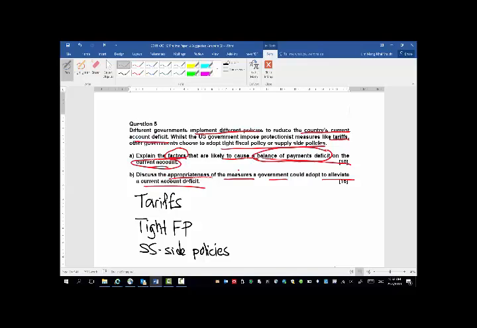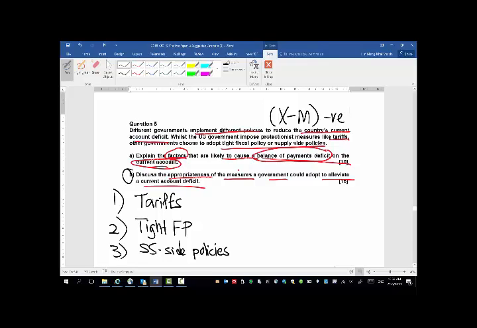All right, now I'm going to look at your question B. Discuss the appropriateness of the measures a government could adopt to alleviate this current account deficit. So the current account deficit, you remember earlier, is your X minus M being negative in value, correct? And if you look at the policies or measures, it's already stated in your preamble. So you are going to make use of this. What are they? They are your tariffs, your type FP, your supply side policy.